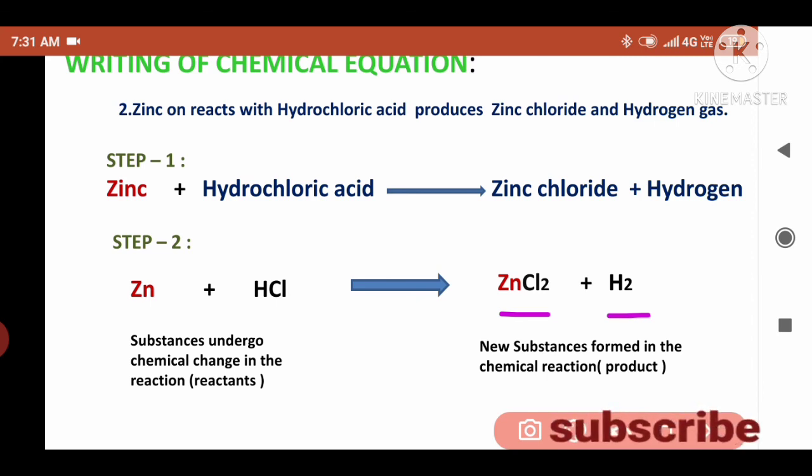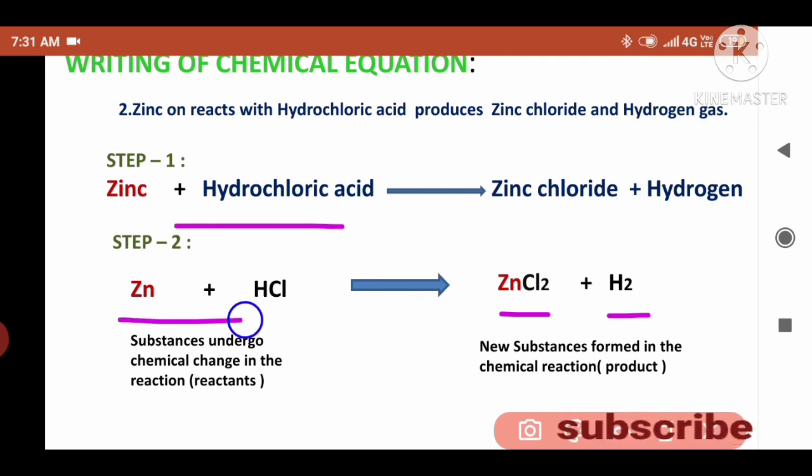So here reactants are on the left hand side and products are on the right hand side. This is the representation of the chemical equation. So this is the equation in words, and now this is the skeleton equation.